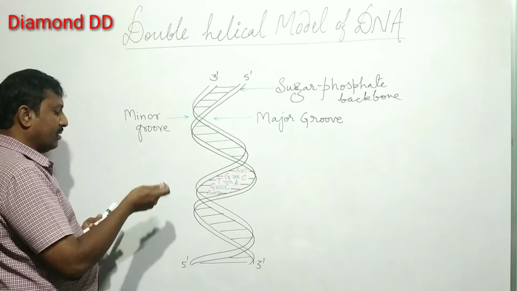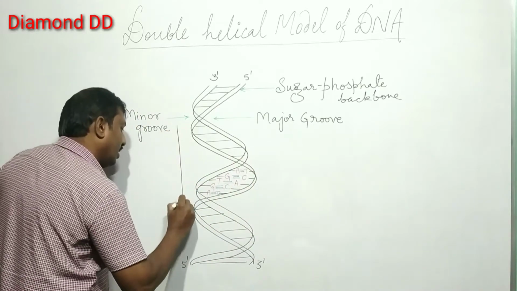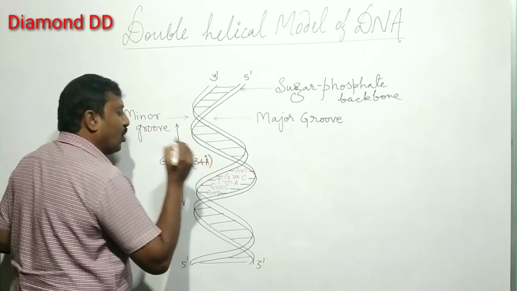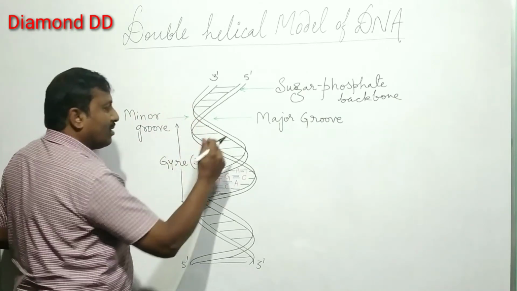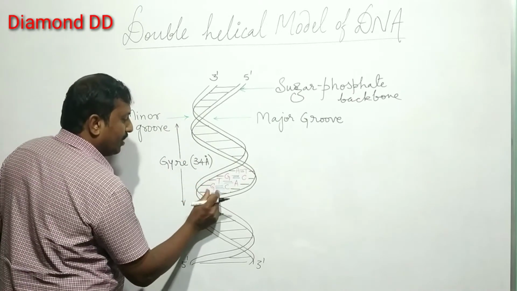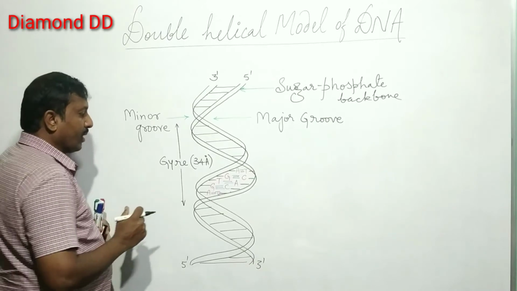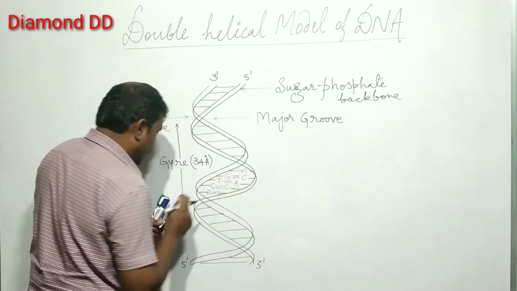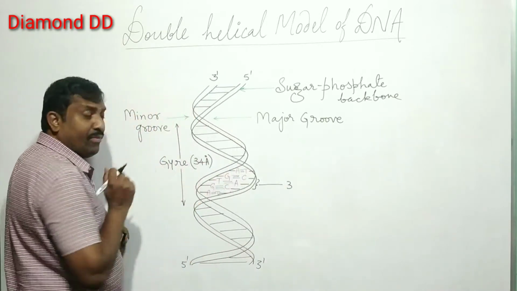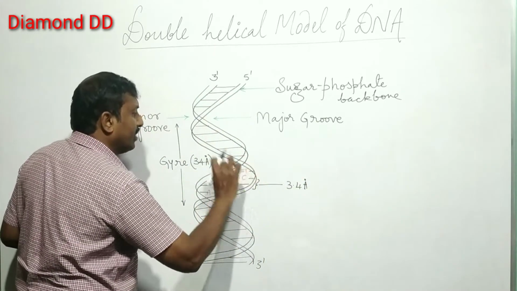Here, the distance between two minor grooves or two major grooves is called gyre and measures about 34 angstrom length. Each complete 360 degrees turn has 10 base pairs. This is 1, 2, 3, 4, 5 base pairs. First half. Next half will have another 5 base pairs. So, the distance between each base pair is 34 divided by 10, 3.4 angstrom. Distance between the nitrogen bases.